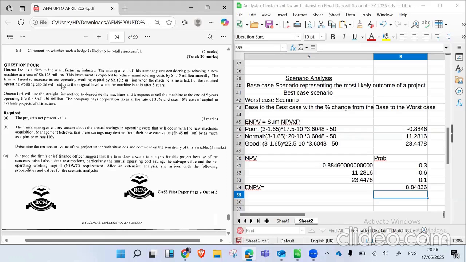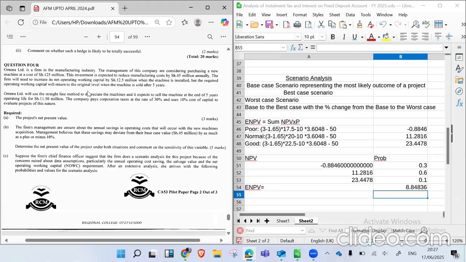The firm will need to increase its net operating working capital by 12.5 million when the machine is installed. So that forms part of the initial outlay. But the required operating working capital will return to the original level when the machine is sold after 5 years. The initial outlay includes the cost of the machine and incidental costs, but we also have the investment in working capital, which forms part of the initial outlay. And of course, as a terminal cash flow, we shall recover the working capital after 5 years.